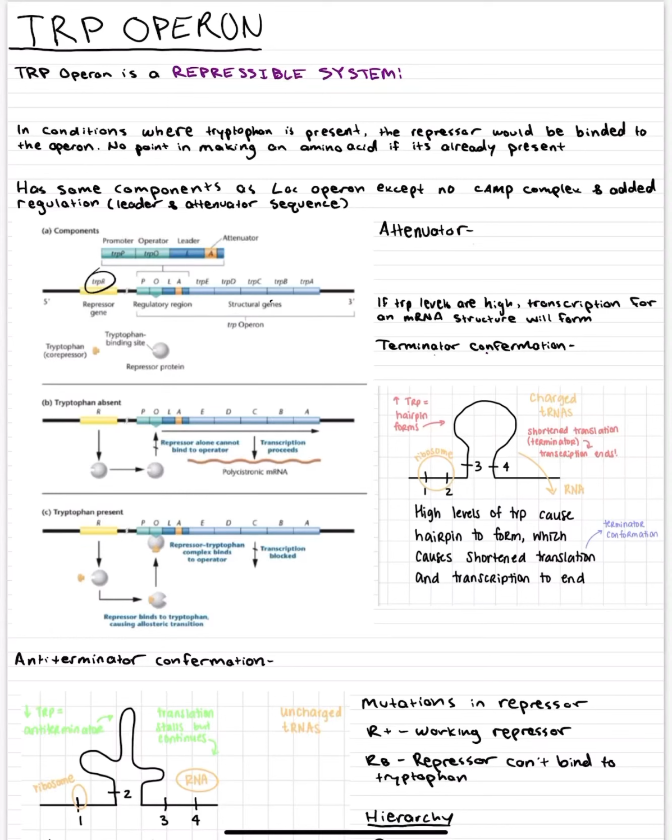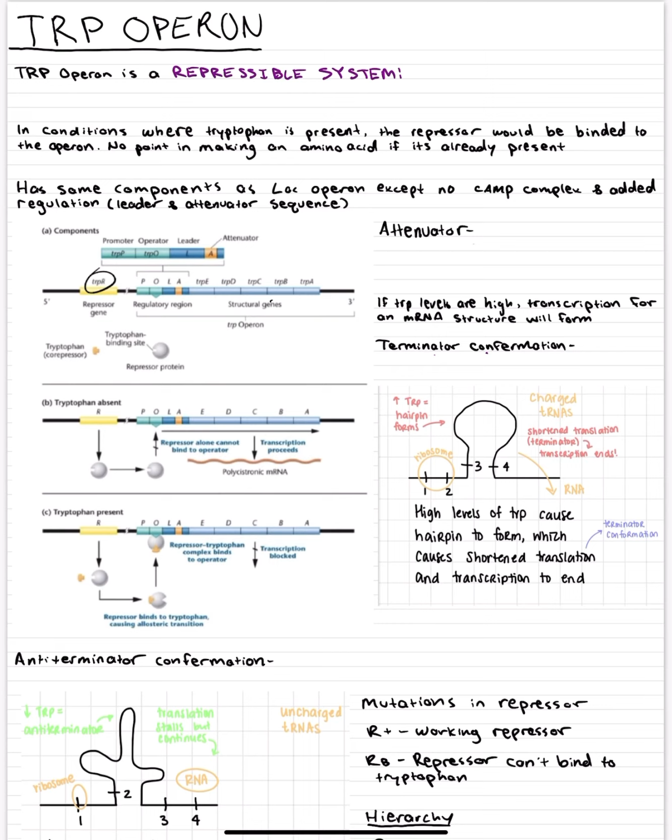Alright, hey everyone, so this is part 2 to the Operon video, and for this one I'm going to be talking about the tryptophan Operon. So, the tryptophan Operon is a repressible system, meaning that it is regulated by a repressor protein.